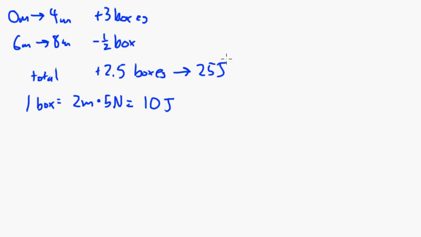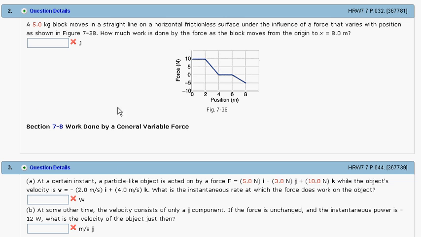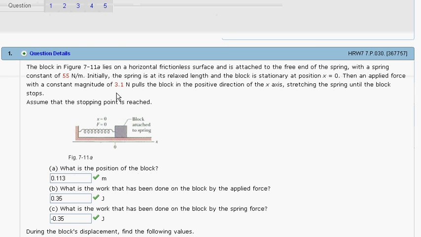So let's see if that is correct. How much work is done as we go from, let's see, 25 joules, let's hope. And ding, ding, ding, ding.